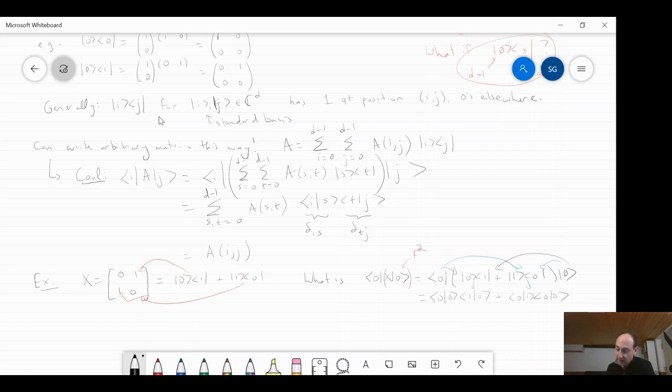Okay? And again, what is this? Well, this is the inner product of ket 0 with itself, which is 1, but this is the inner product of two orthonormal basis vectors, and that goes to 0. And likewise, this is ket 0 inner product ket 1. We know that that's 0. And so the whole thing goes to 0. And so does this make sense?